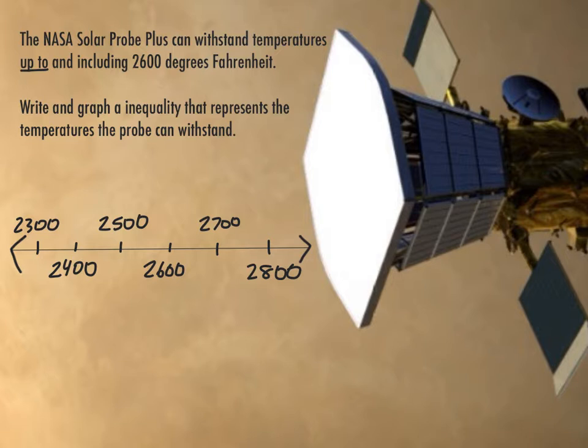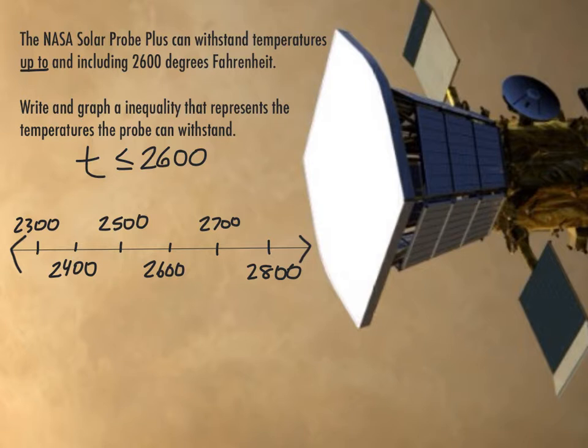So to me, that says the temperatures it can withstand are less than or equal to 2600. Let's just make sure, yeah, the temperatures that it can withstand are less than or equal to 2600. Yeah, that makes sense, okay. And including, so we needed to have the equals part, right? Okay, so now we've written it out.